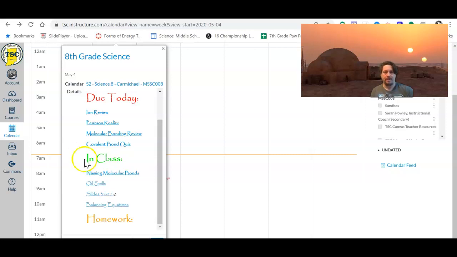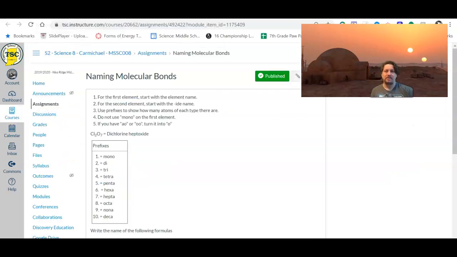Today in class, we're going to refer back to last week. Last week we were doing molecular compounds, or covalent bonds. There's a naming system for them we're going to practice today. That naming system looks like this. This is what you're going to do. You're going to submit your answers in a text box available for you, and the link should be up here. So, to name a molecular bond, the first thing you do is start with the element's name.